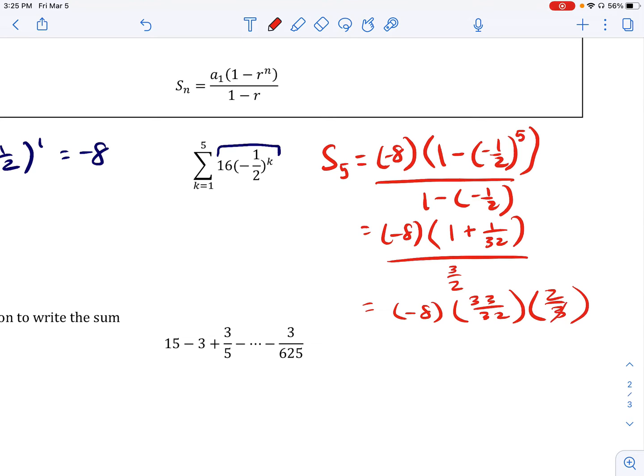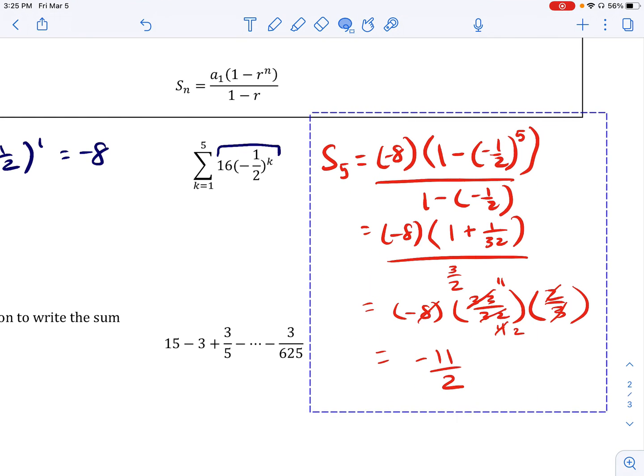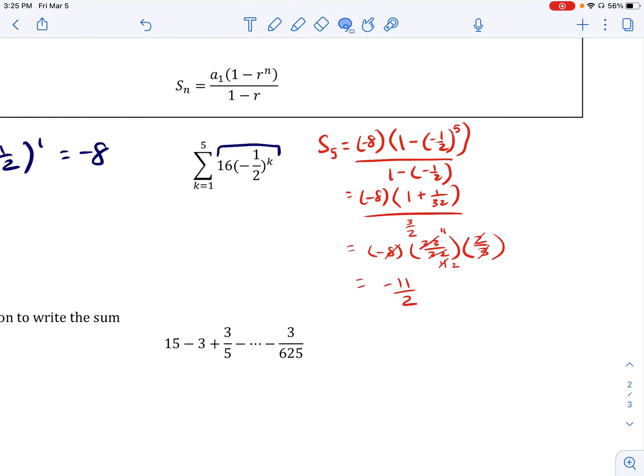So let's just go ahead and clean this up. 3 goes into 33 11 times. 8 goes into 32 4 times, and 2 goes into 4 twice. That looks a little messy, but that's just going to simplify cleanly out to negative 11 over 2. So here is the sum of this geometric series.